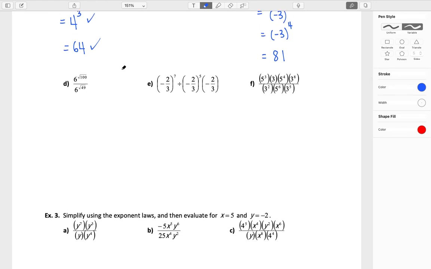I want to go over letter D. The base is 6. But it looks like we have a square root of 100. So let's simplify what square root 100 is. Using your calculator, square root 100 is 10, and square root 49 is 7. So essentially it means 6 to the 10 divided by 6 to the 7. So when you're dividing the same base, you subtract, 6 to the 3. So then 6 to the 3 is 216.